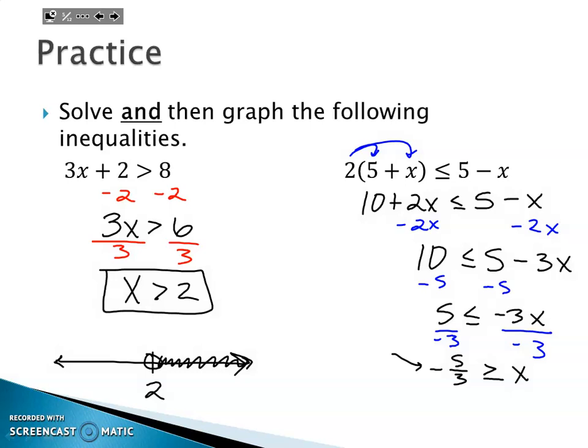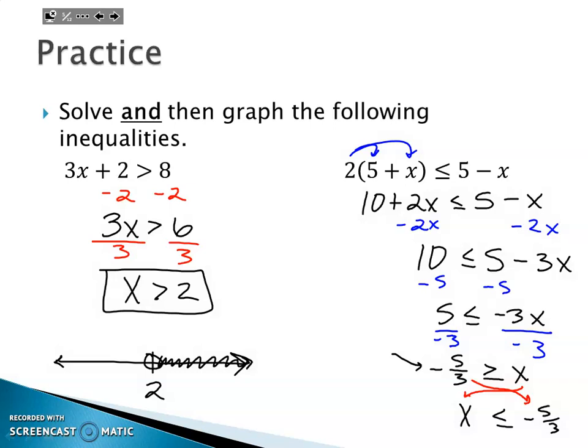That's not typically how we say that. Normally the x is on the left side. I would encourage you guys, if you are working these problems out, to rewrite this and not make this your final answer. I would write this and flip these two around, which would give me an x and a negative 5/3. Now, when I flip those, I'm going to have to flip that inequality sign.